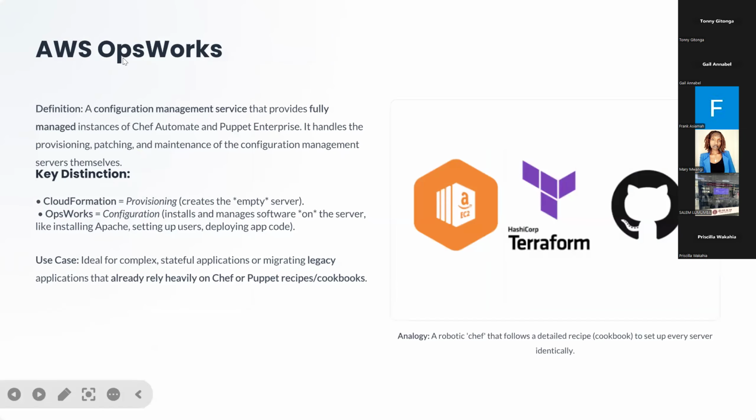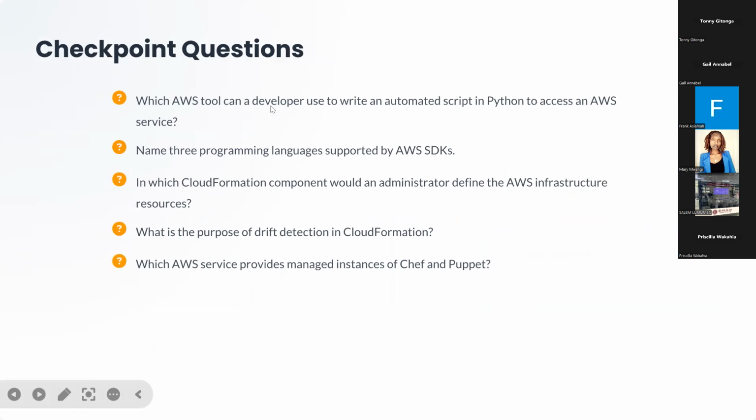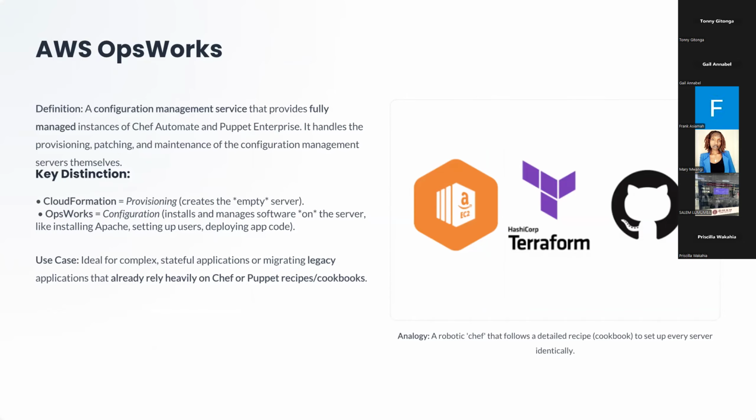AWS OpsWorks is a configuration management service that provides fully managed instances of Chef Automate and Puppet Enterprise. It handles provisioning, patching, and maintaining the configuration management servers themselves. CloudFormation just defines the resources, but we use OpsWorks to configure and install the required software. The key distinction is that CloudFormation provisions and creates an empty server, while OpsWorks configures, installs, and manages software on the server, like installing Apache, setting up users, and deploying app code.